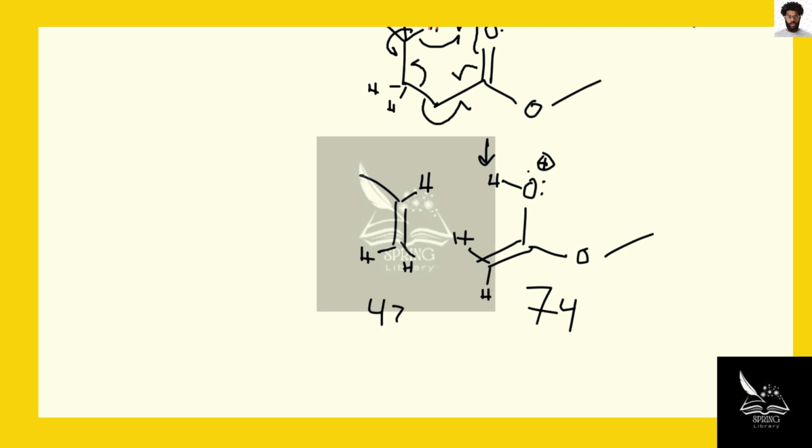And the other piece of the rearrangement will have a mass of 42. Carbon, carbon, carbon makes 36. Three more hydrogens up here make 42. And you can add this up as well for the 74 piece: 16 plus 16 for each of the oxygens makes 32. Three carbons makes 36. Six hydrogens, for a total of 74.